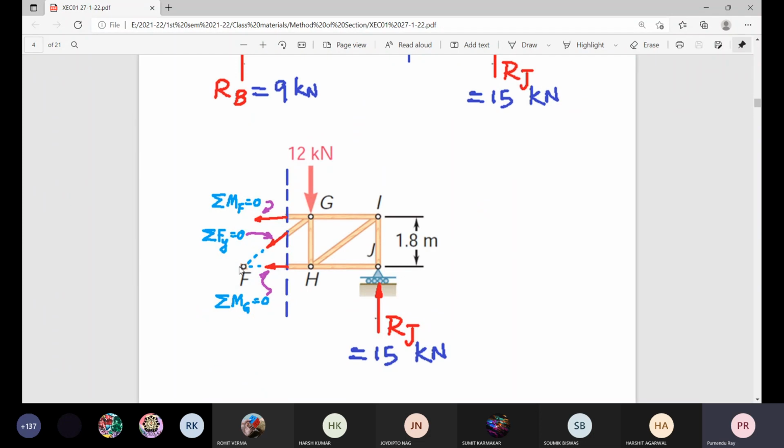So this one sigma Fy = 0 will directly give you this value. Only thing, this angle is to be determined. What about this angle? This is tan inverse of 1.8 divided by 2.4. So that is in the ratio of 3:4. 0.6 multiplied by 3, 0.6 multiplied by 4. So for 3:4, what about this hypotenuse?